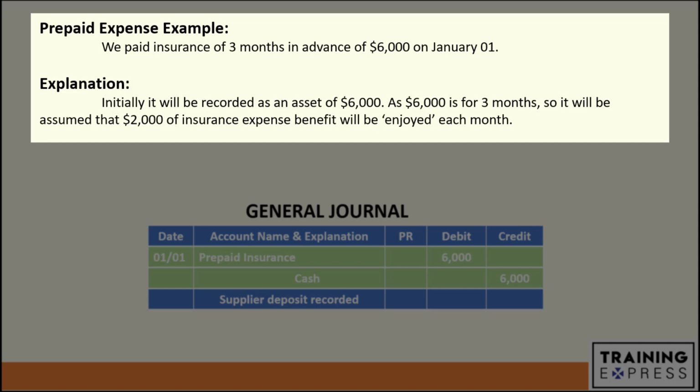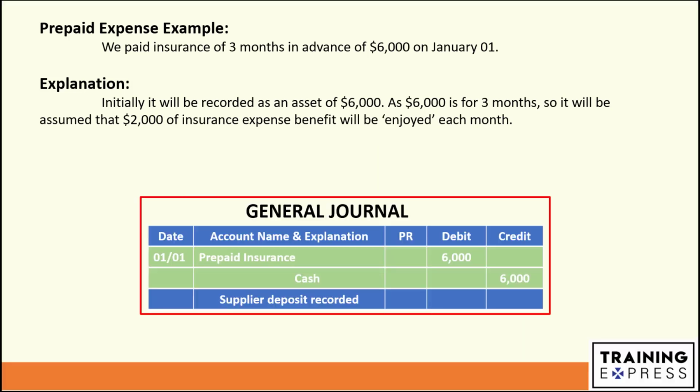Explanation. Initially, it will be recorded as an asset of $6,000. As $6,000 is for 3 months, it will be assumed that $2,000 of insurance expense benefit will be enjoyed each month. Let's look at the journal entry. Prepaid insurance will be debited by $6,000 and cash will be credited by $6,000.